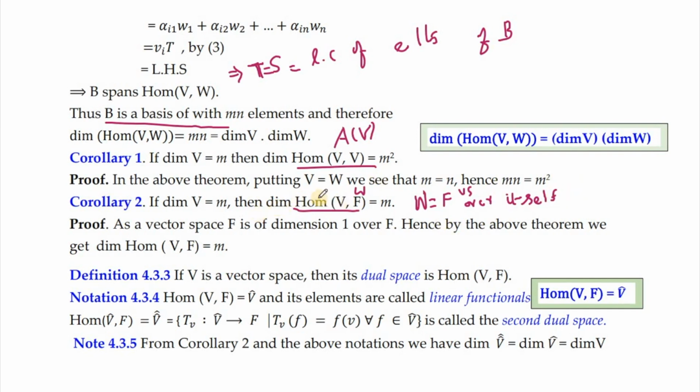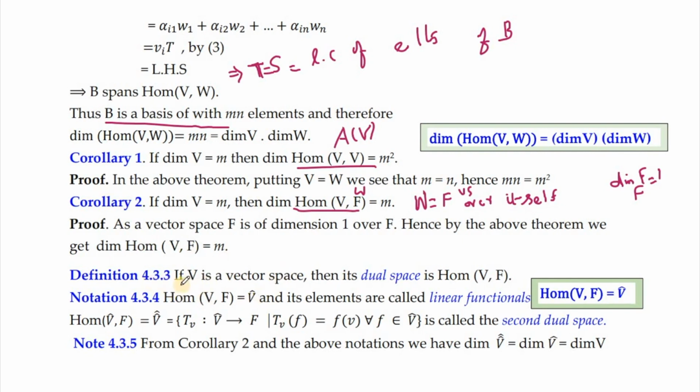Now the dimension of Hom(V,F), by this, is nothing but the dimension of V into the dimension of F over itself. But the dimension of F over itself is always 1, because any element in it will be spanned by the same element and it is linearly independent. So hence by the above theorem we get the dimension of Hom(V,F) to be m into 1, that is, m.